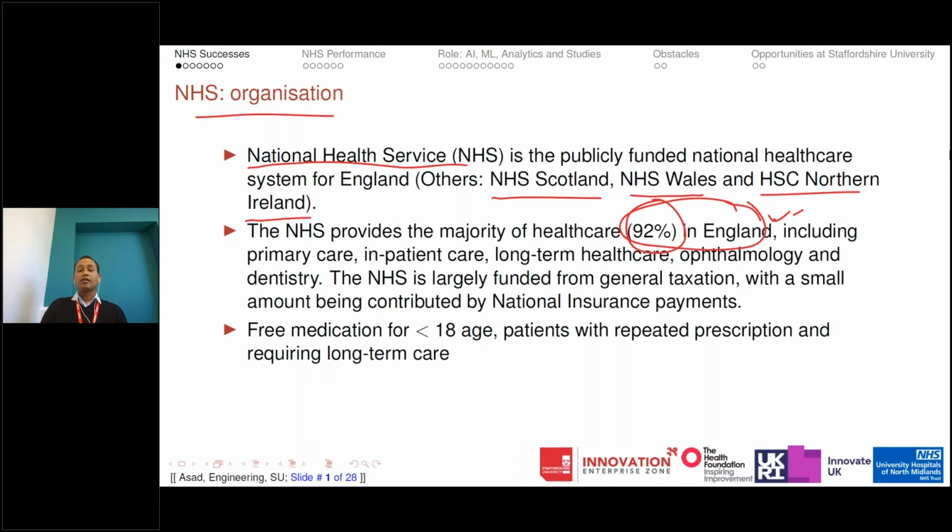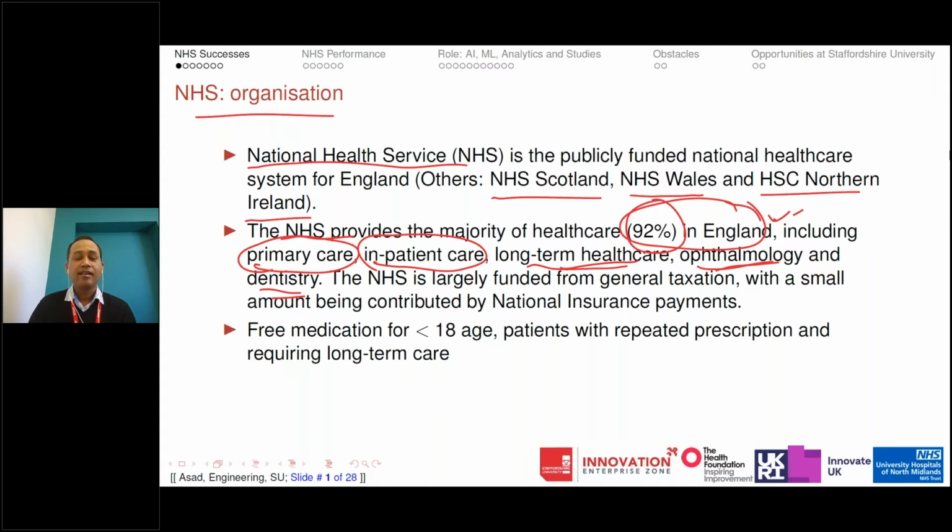Okay, so NHS England provides care for primary care, which is sort of GP care, as we know, inpatient care, which is hospital care, long-term care, which is specialist care like cancer care, diabetes care, plus care for the elderly people like nursing care, home care, residential care. NHS England is also responsible for providing eye care as well as dental care.